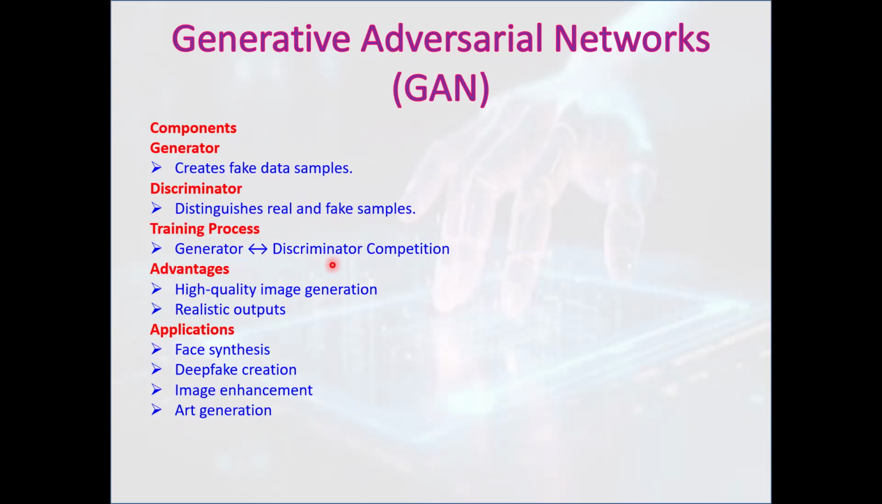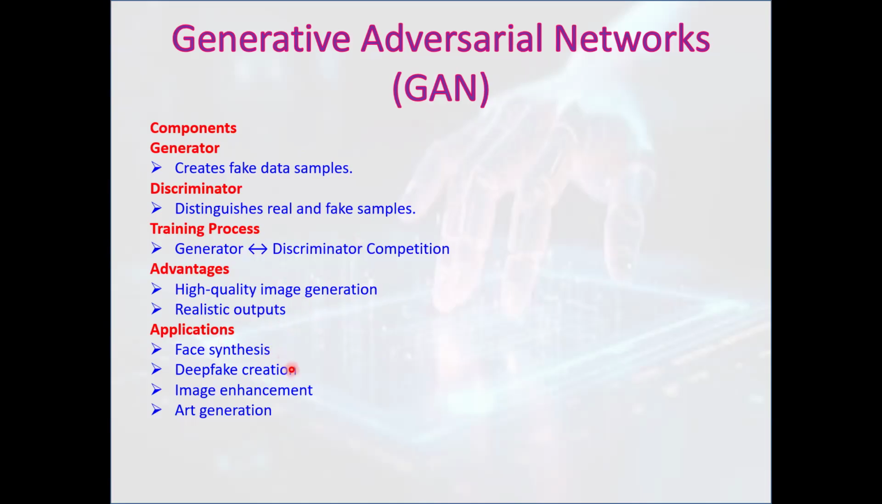Generator discriminator competition means GAN training is based on an adversarial process where the generator tries to fool the discriminator, while the discriminator attempts to correctly identify fake samples. This competition improves both networks over time. The main advantages of GANs are high quality image generation and realistic outputs. GANs are capable of producing high resolution and visually appealing images with remarkable realism. The adversarial training process enables GANs to generate outputs that closely resemble real world data.